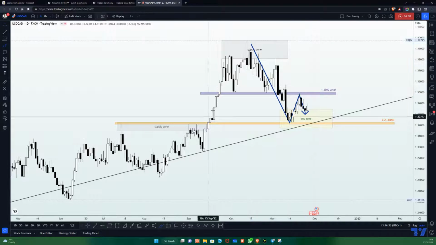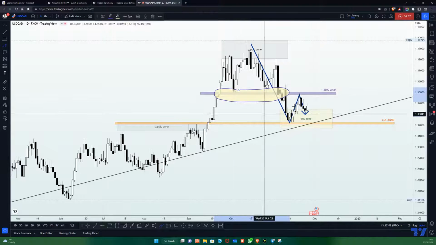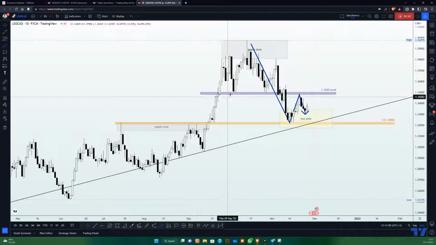Now, looking at the current structure here, the 1.35 level, which is a very strong psychological level considering the round figure of that price, we can see how that area has also been a major determinant of price action. Look at what happened here after the breakout of the structure in the month of September. We saw a retest of that level.